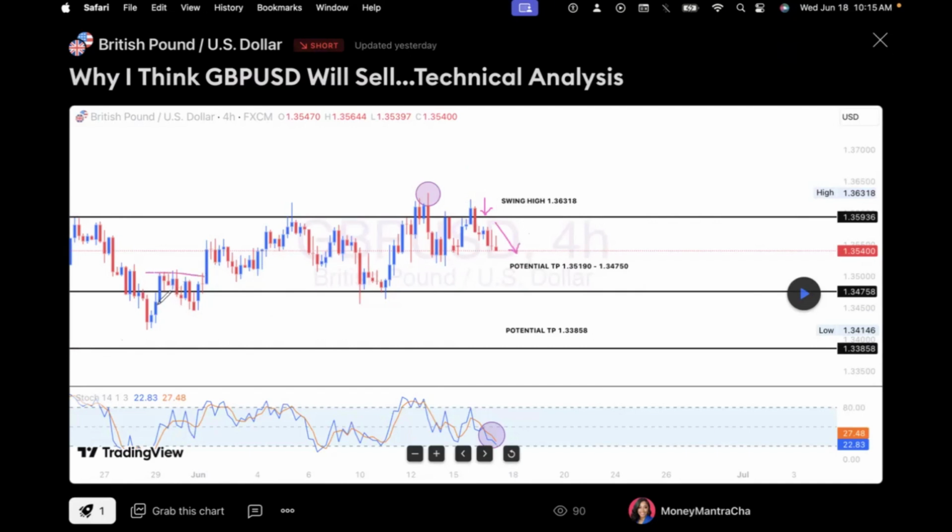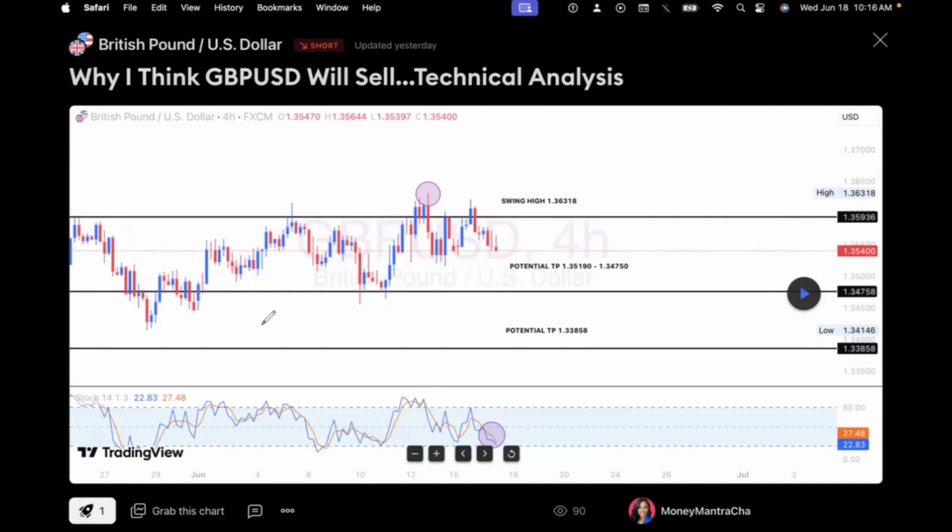Or if we look here, where we see this small area of consolidation, we can see while the market should have sold here because it resisted here in the past, there actually was a break of structure above, and then we get that buying momentum.